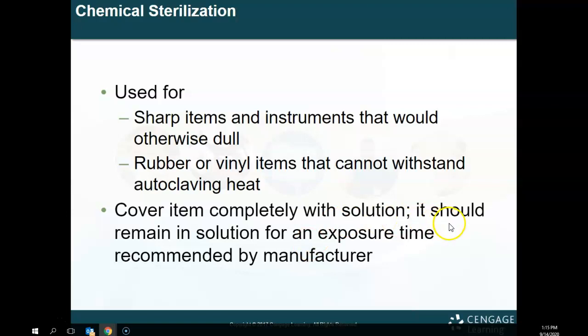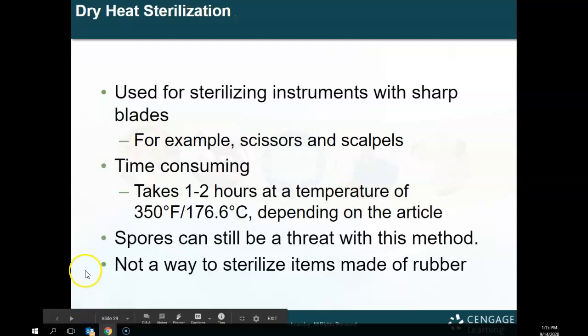Cover the item completely with the solution. It should remain in the solution for an exposure time recommended by the manufacturer of the piece of equipment. I don't have any rubber pieces of equipment that I'll be demonstrating that with, but you get the gist, right? How many of you have little siblings and you've seen those bulb sucking syringes? Like they stick up the noses to get the snot out. That would be something you would use the chemical to sterilize, okay?